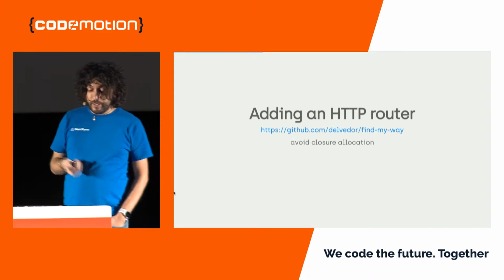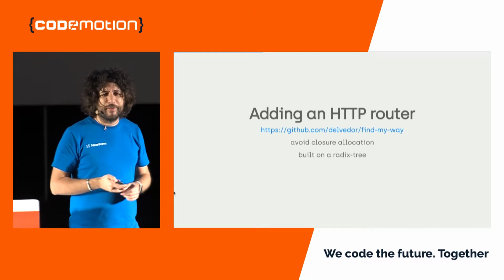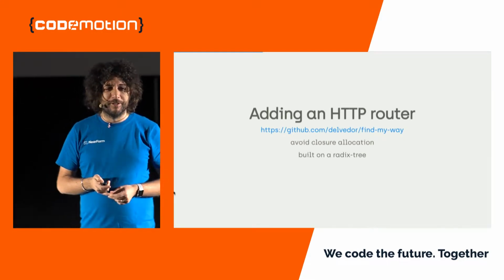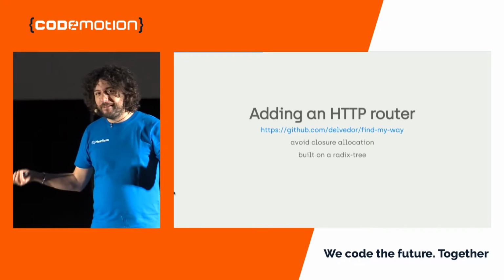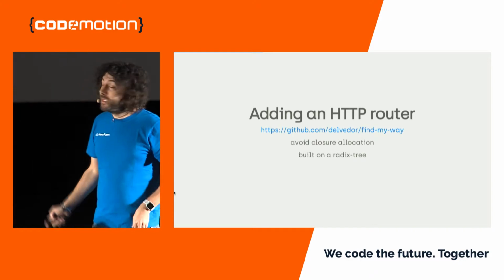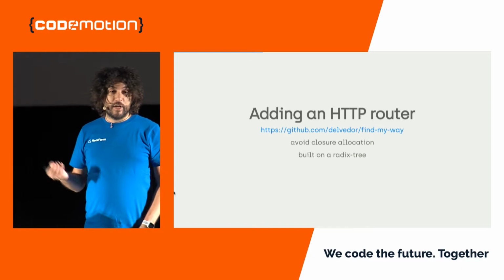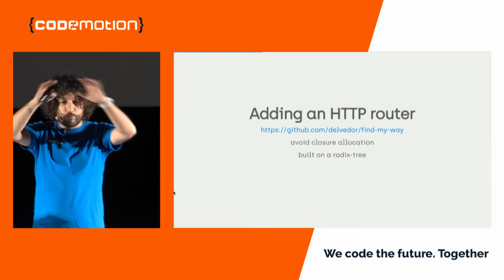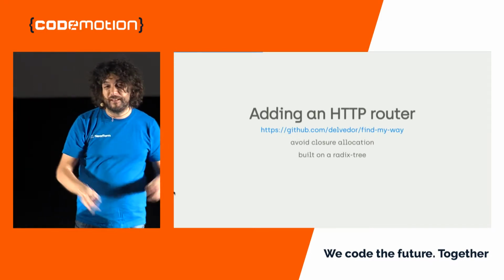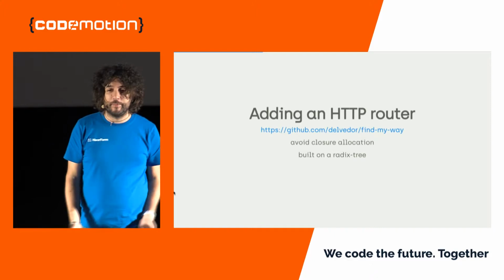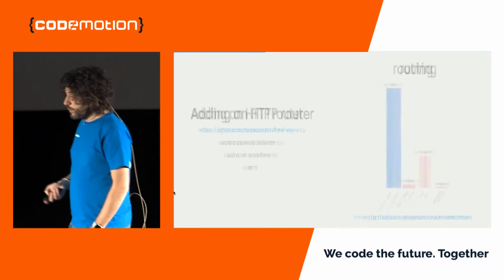This HTTP router completely avoids closure allocation. It's built on what is called the radix prefix tree, which is a very complex data structure. I'm not going to explain how that works because it's probably a talk of 20 to 30 minutes just to explain. However, it basically creates a tree of all your routes, and with this big tree, it traverses the tree with a depth-first search and ends up at exactly what you want to render. It's very safe to use as well.